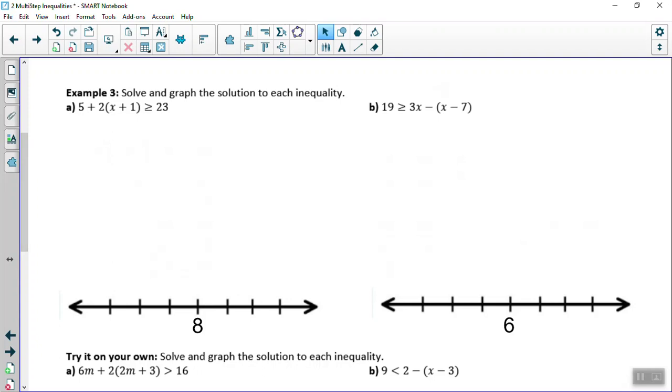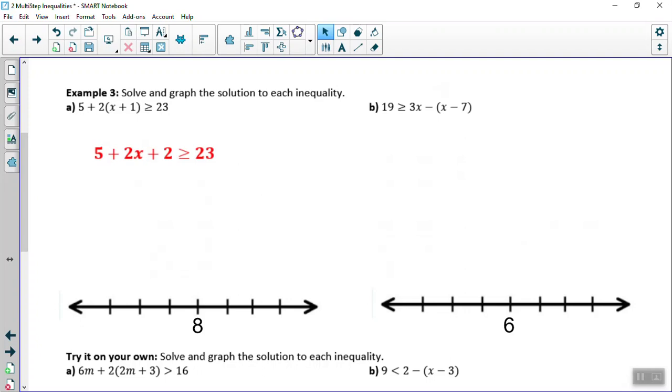So first we're going to distribute, and then if we have like terms, we'll combine those. So in this case, I've got a 5 and I've got a 2. The 2 is the number I'm going to distribute because that's the one that's actually stuck to the parentheses. So I'm going to take that 2. First I'm going to bring my 5 down. I'm going to take the 2, multiply it to the x to give me 2x, and then 2 times 1 is 2. So we end up with 5 plus 2x plus 2 is greater than or equal to 23.